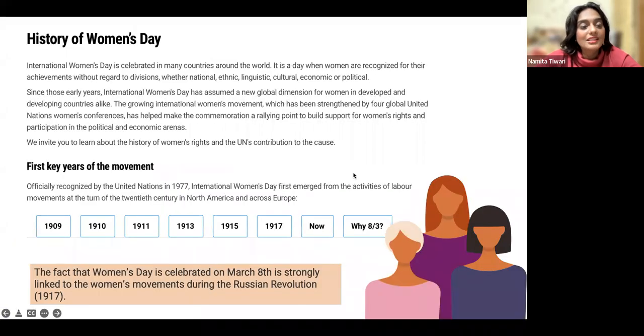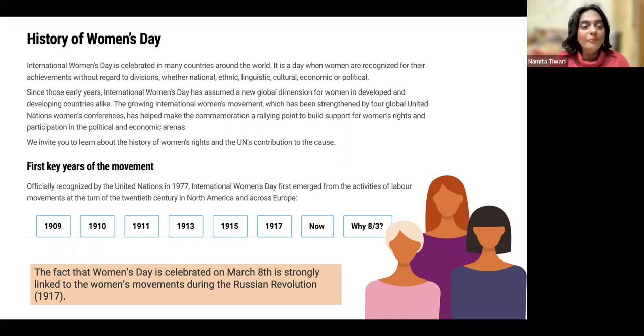If you see this particular slide, it talks about the key years of the movement. So it started off in 1909, 1910, 1911, 13, 15, 17. And there came a point when it changed from February to 8th of March. The fact that it's celebrated on 8th of March is connected to the women's revolutionary movements during the Russian Revolution. So it's during the Russian Revolution that 8th of March picked up as Women's Day. And in 1977, it was recognized by the United Nations as International Women's Day.